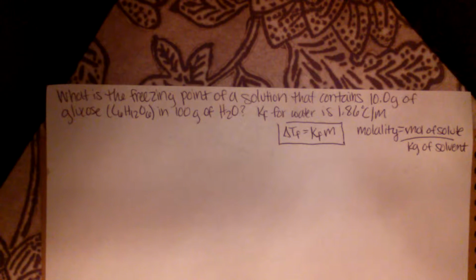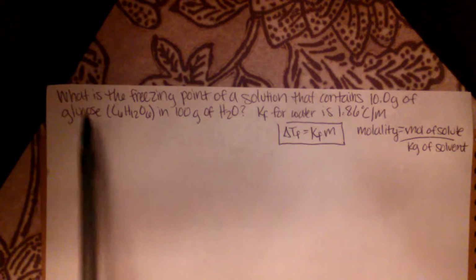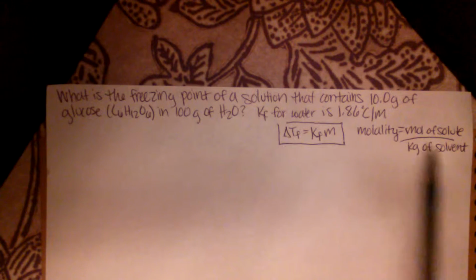The question states, what is the freezing point of a solution that contains 10 grams of glucose and 100 grams of H2O? The Kf for water is 1.86 degrees Celsius per molality. So, all of this was given in your problem. The formulas down here were not.